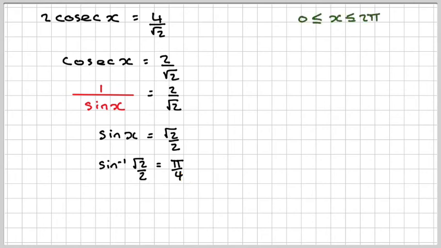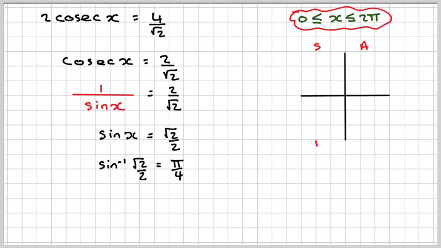We're solving between 0 and 2 pi. So we use the CAST diagram. We want to know where it's positive, so sin is positive in the first quadrant. So draw an angle with the x-axis, pi over 4. And in the second quadrant, draw an angle against the x-axis, pi over 4.